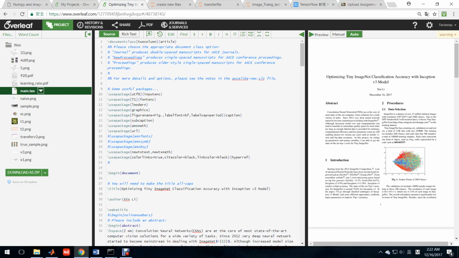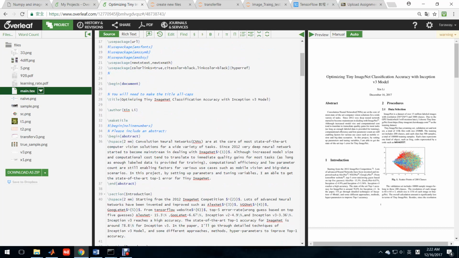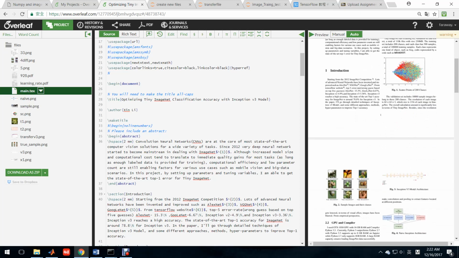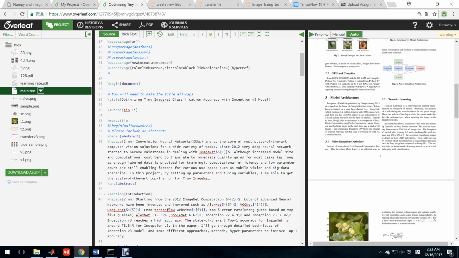Inception V3 was invented and published in 2015 by Google. At that time, it was using the RMSprop optimizer. I actually found some potential to improve things, such as the training data and the optimizer. So that's why I chose this project. First of all, I will introduce some advantages of this model architecture.